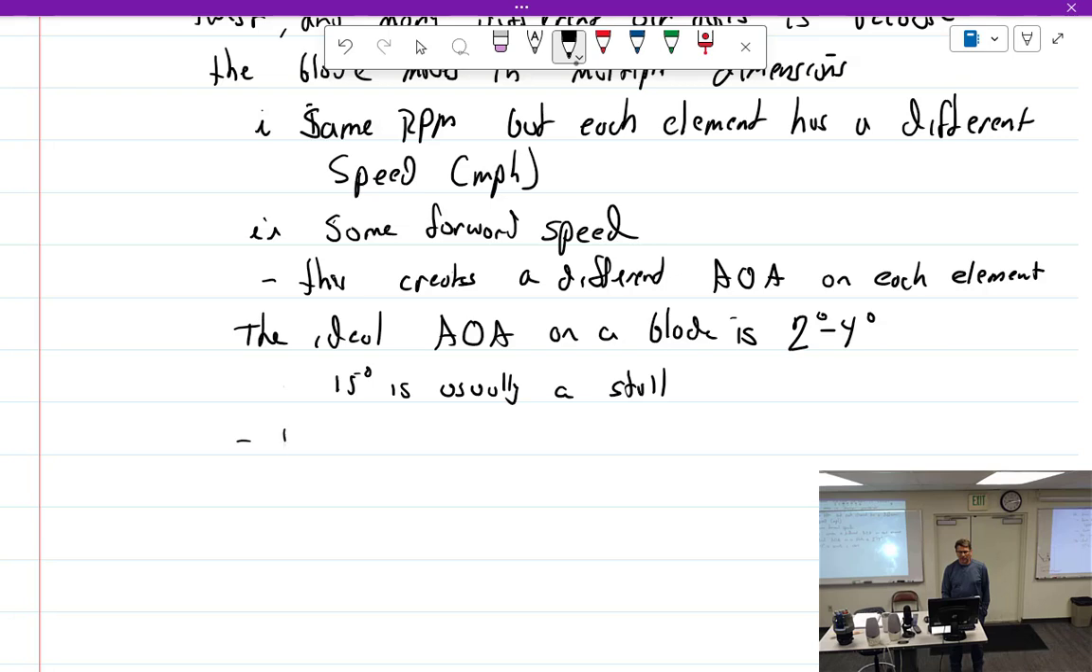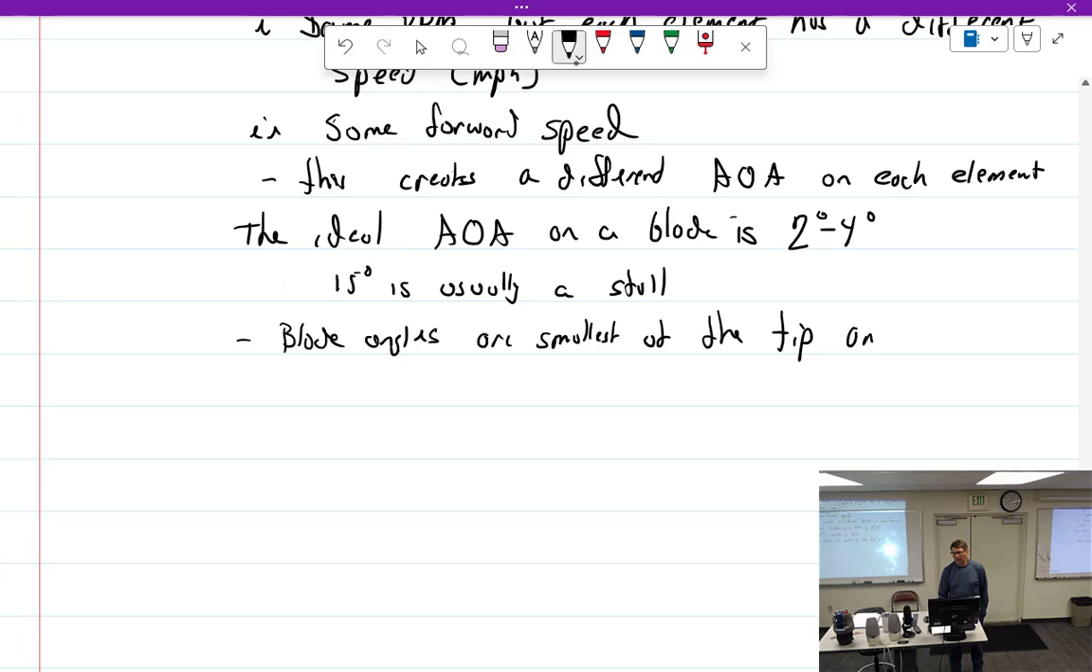Let's see, blade angle. Blade angles are smallest at the tip and largest at the hub.